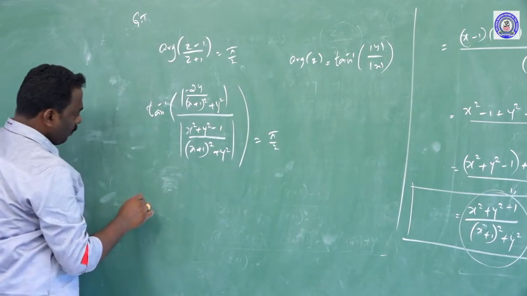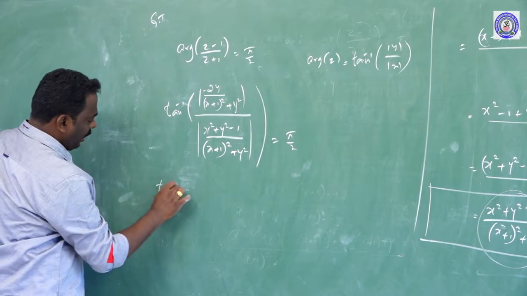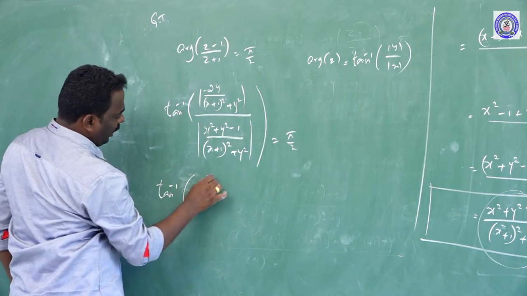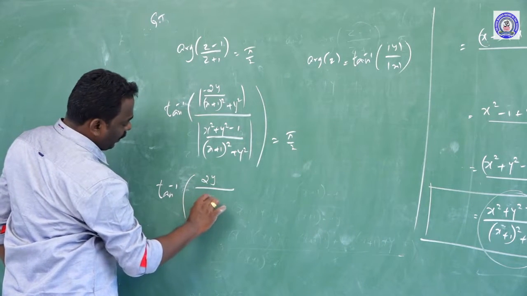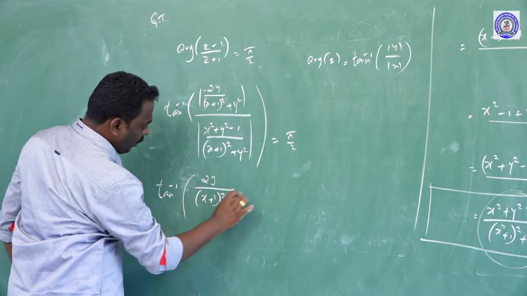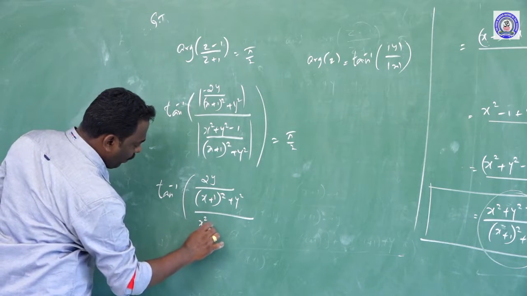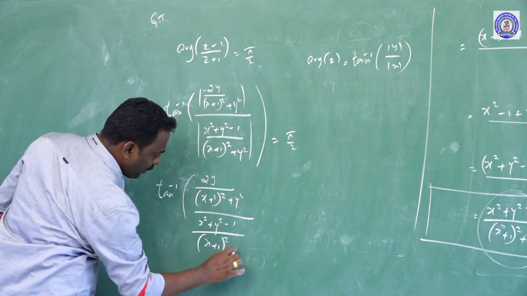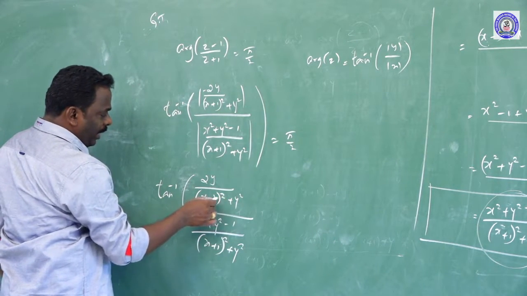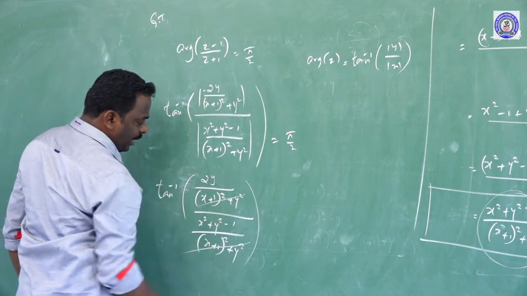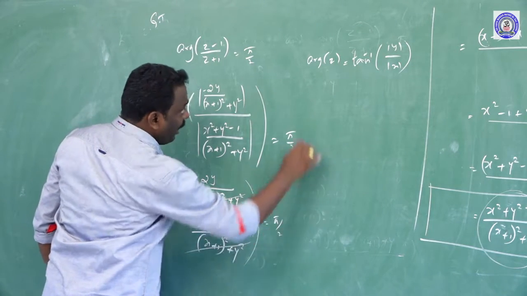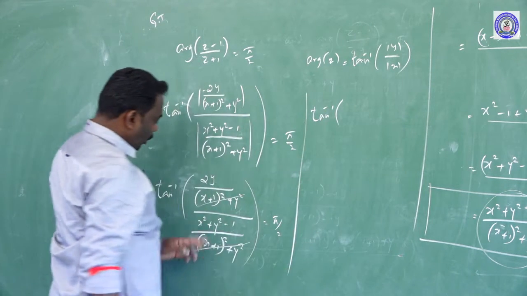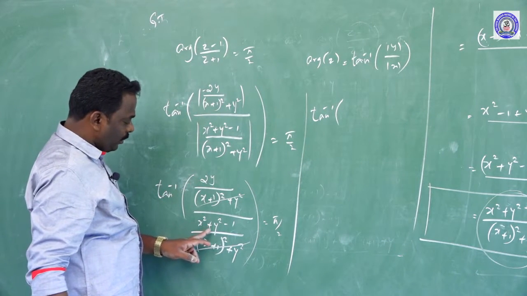Therefore tan inverse of, now what is the denominator, 2y, minus will cancel, 2y by ((x plus 1) whole squared plus y squared) divided by (x squared plus y squared minus 1) by ((x plus 1) whole squared plus y squared), and the numerator and denominator both have the same term, which cancels. That is equal to pi by 2. Now that is equal to tan inverse of the numerator equal to 2y, denominator equal to x squared plus y squared minus 1.